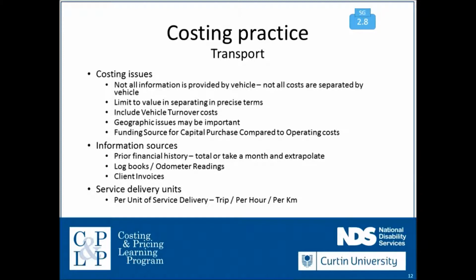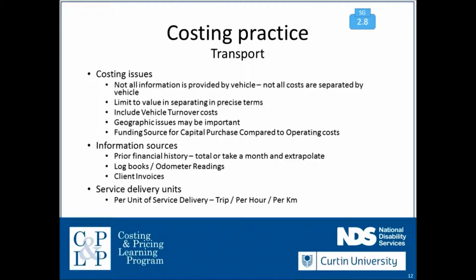You also need to think about the cost of the purchase of your vehicle fleet in terms of the funding source for capital purchases, and to be able to cost into the costing process an amount for that capital purchase. That might be in the form of depreciation, it might be in the form of lease costs, or it might be in the form of interest paid on mortgages associated with the purchase of those vehicles.